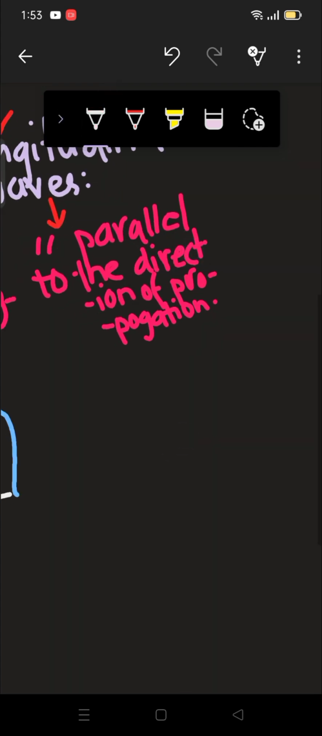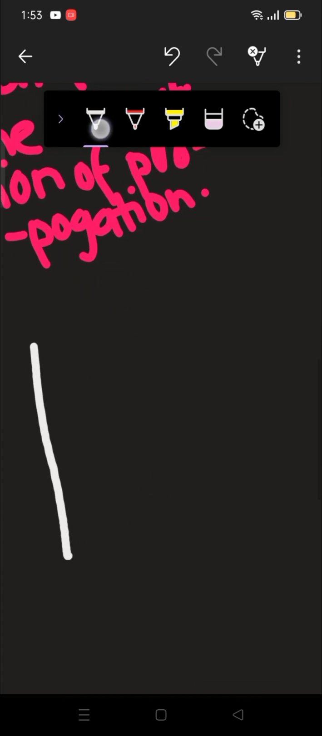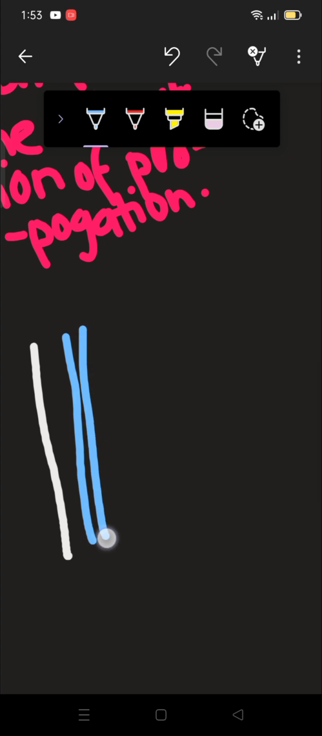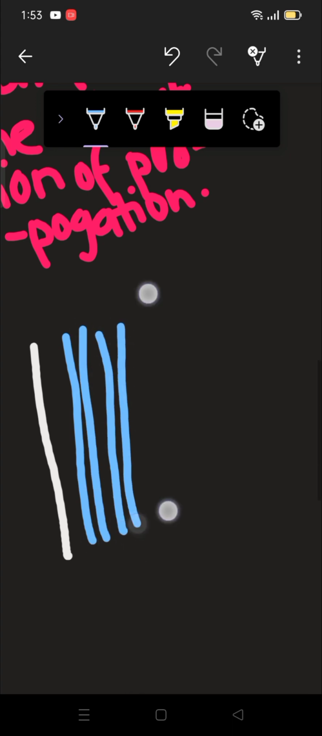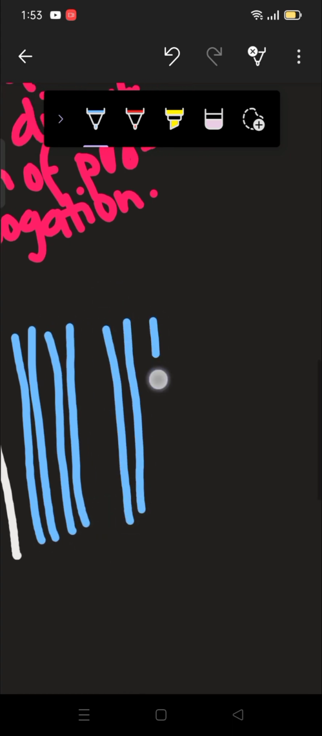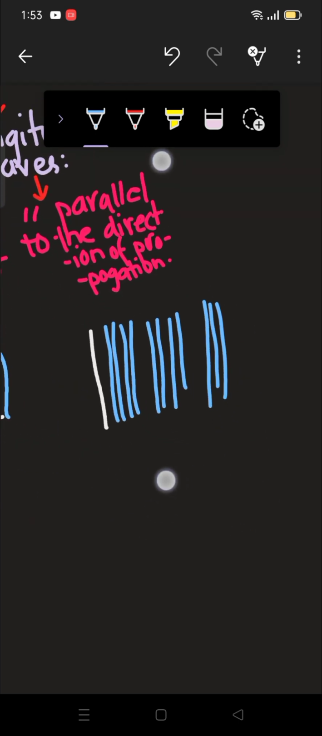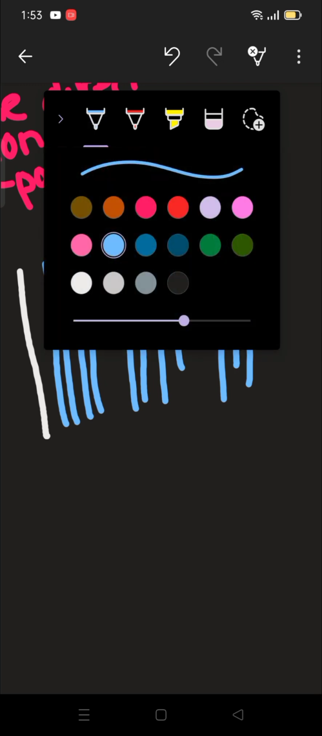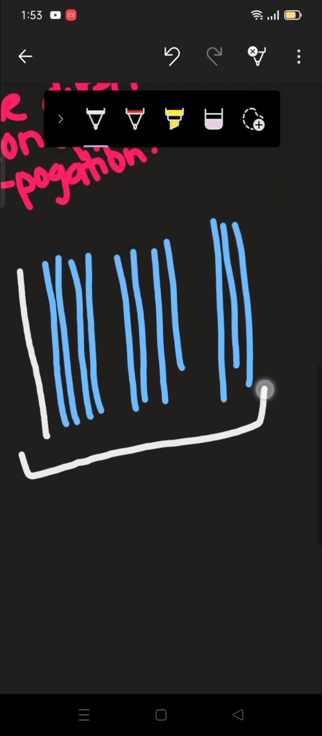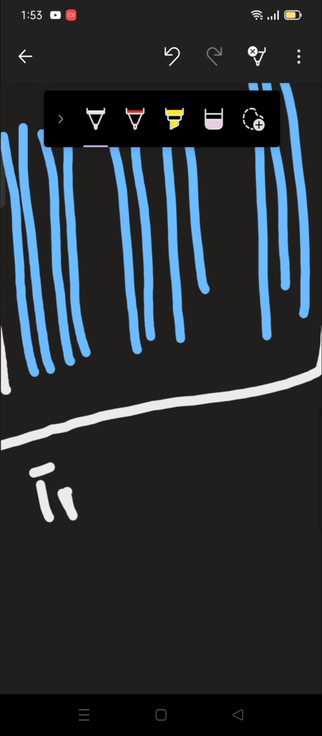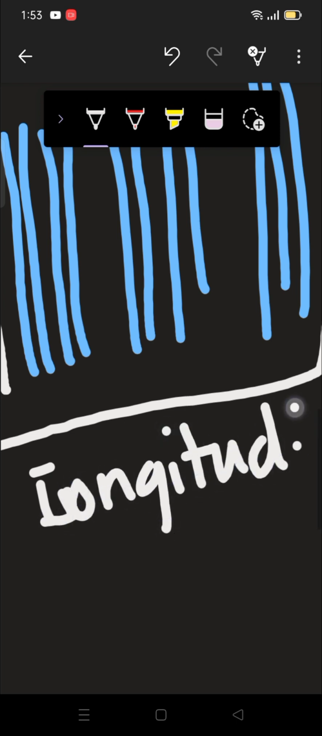So here I am making the diagram of this longitudinal wave as well. Basically here would be particles moving parallel. Here would be compression, then rarefaction, then compression, then rarefaction. So this is how the longitudinal waves are.